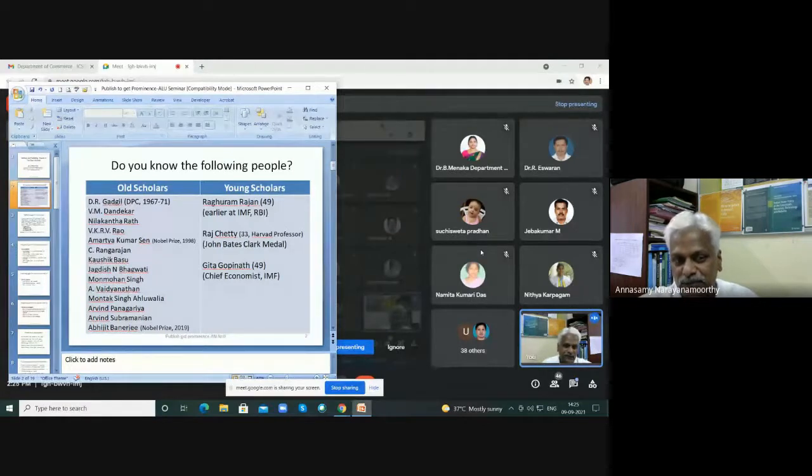Okay. Arvind Subramaniam, Arvind Panagariya, Montek Singh Ahluwalia, all these people are very much in the limelight today, and their works are cited today, and they are in huge demand today, all because of their publications. I'll tell you, if you have many good publications, and if you publish continuously in good, peer-reviewed, top class journals, automatically there will be a demand. You will be invited.